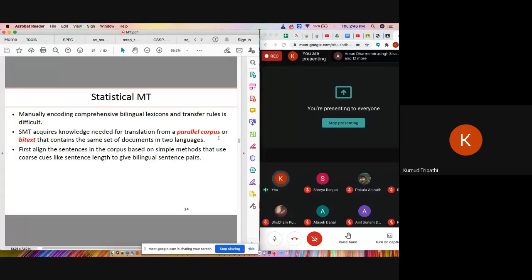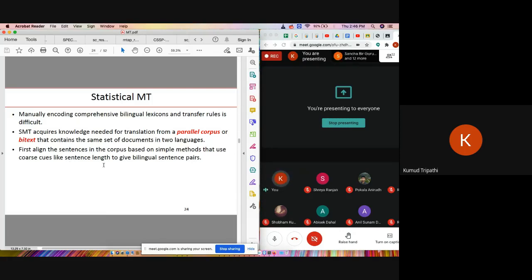And why this parallel corpora? How is it efficient? Because of this parallel corpora, you can create the word alignment. Right? Without the knowledge of word alignment, you cannot perform the machine translation. Okay, so first align the sentences in the corpus based on simple methods that use coarse cues like sentence length to give bilingual sentence pairs. Yes, one more keyword you can find there, that sentence length.